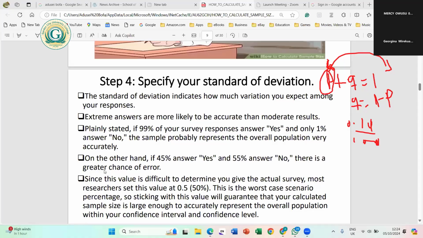And then the next thing I made mention of is confidence level. The confidence level, as I said, tells you how confident you are that whatever you are doing will be exactly as the true value.